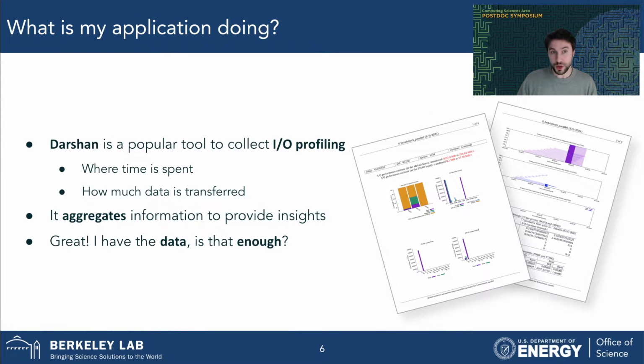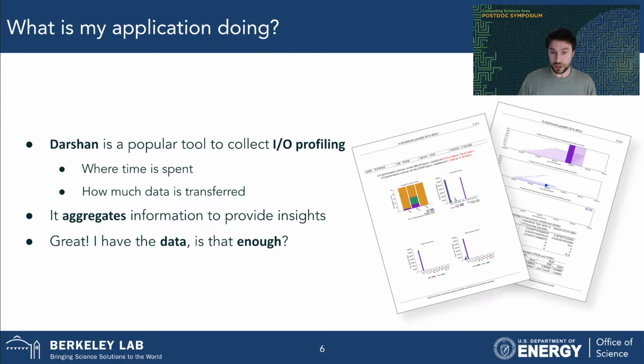So one way to understand what our application is doing is by using Darshan. Darshan is a popular tool to collect I/O profiling information. So what is an I/O profile? An I/O profile is just a report that is going to aggregate some metrics and tell you where the time is being spent by your application, how much data has been transferred, what the request sizes are that you're normally using, so you can have an overall idea of what its behavior is.